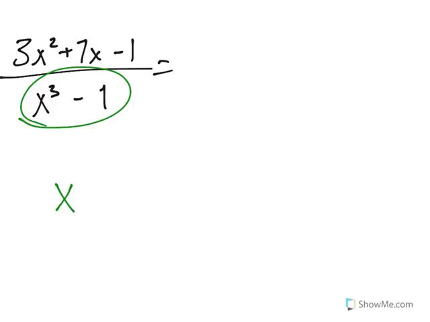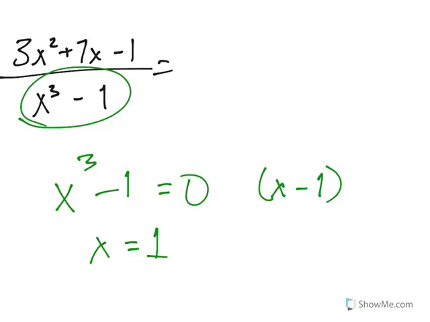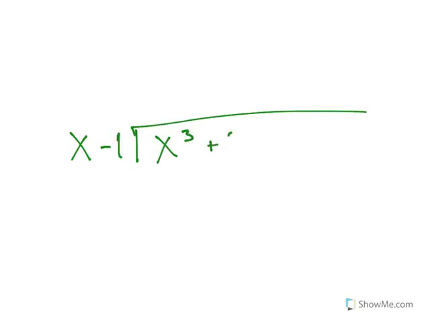We know that x cubed minus 1 is equal to 0 when x is equal to 1. You can solve for it and that's what you will get. So you know that x minus 1 must be a factor of x cubed minus 1. We should now do the long division: x cubed plus 0x squared plus 0x minus 1.